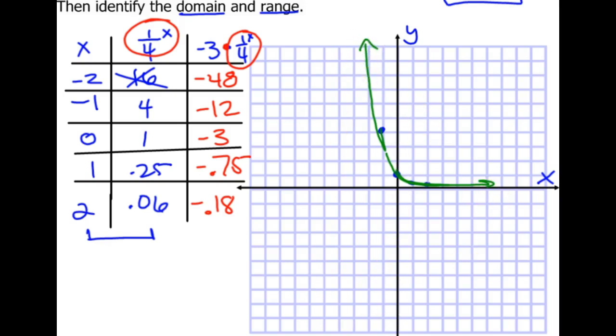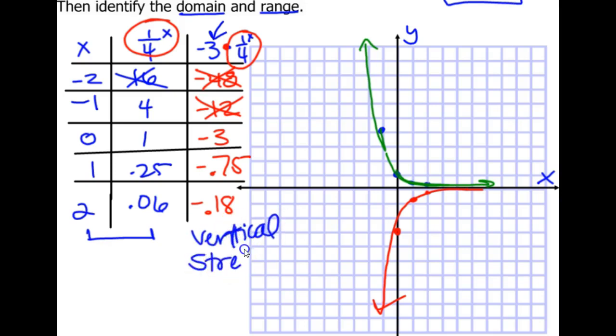And then we need to compare it to this one. So this one, negative 48 and negative 12 aren't going to fit, but at 0 I'm down 1, 2, 3. At 1 I'm down 0.75, and at 2 I'm down 0.18. So this one is going to be similar, but you notice even from 1 to 3, this is further away from the x-axis. So what do we call that if this number itself is bigger than 1? It's a 3. So we call this a vertical stretch.